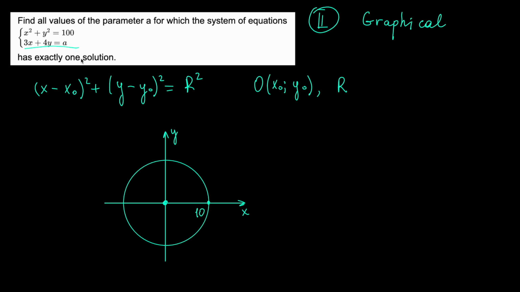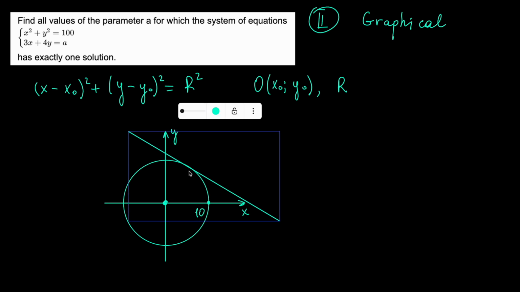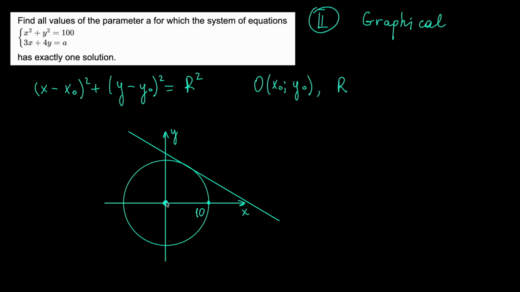The second equation defines a straight line, and we want this line and the circle to have exactly one point in common. So we don't want this line to be placed like this, because in this case we have two solutions. No, we want the line to be tangent to the circle, which means that the distance from the center of the circle to the line should be equal to the radius of the circle.